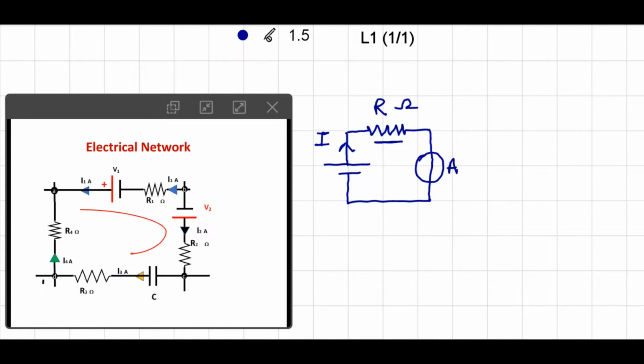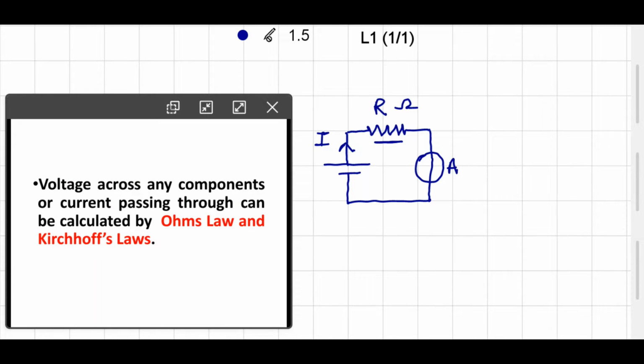So see, voltage across any component or current passing through can be calculated by Ohm's law and Kirchhoff's law. In this network theorem chapter we are going to see different laws or different theorems. They are actually used for understanding the behavior and functioning of the circuit. So the basic law which we are going to start with is Ohm's law and later on Kirchhoff's laws.